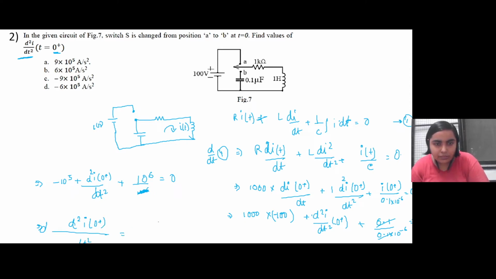It will be equal to 10 to the power 5 minus 10 to the power 6. Just take 10 to the power 5 common: 1 minus 10 is minus 9, so minus 9 into 10 to the power 5 ampere per second square. So the correct option will be option C. Clear to everyone? Anyone has any queries? No, ma'am. Okay, then we'll move to the next question.